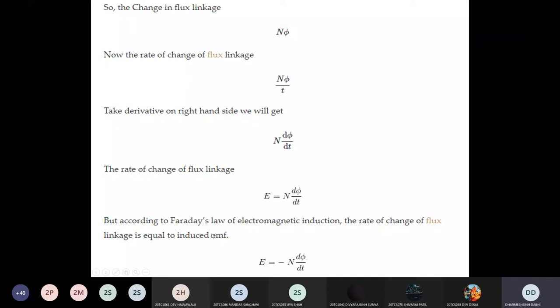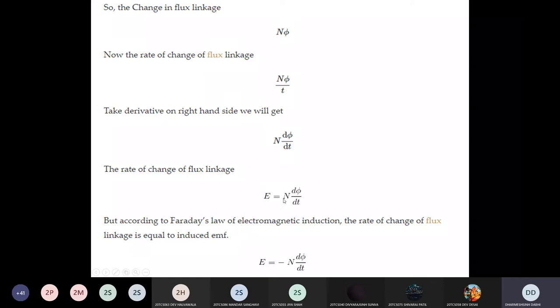But according to Faraday's laws of electromagnetic induction, the rate of change of flux linkage is equal to the induced EMF. But you can see here the negative sign. What this negative sign indicates is that the direction of this induced EMF in the coil opposes the cause of its production. Generally, the induced EMF opposes that thing. So what is the reason for production of induced EMF? That is nothing but the rate of change of flux, d phi by dt. So this induced EMF E opposes this rate of change of flux. So mathematically, that's why it is written minus N d phi by dt.